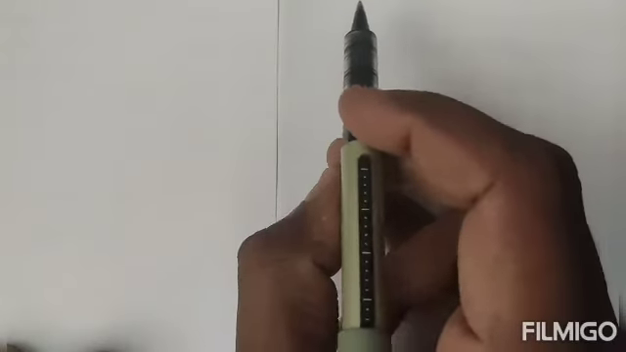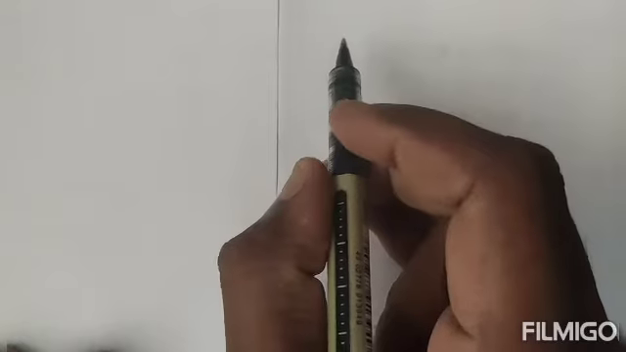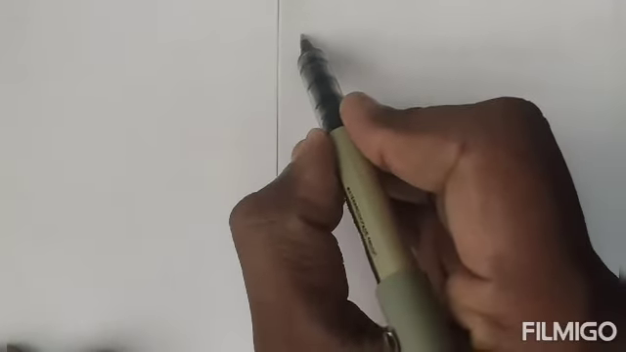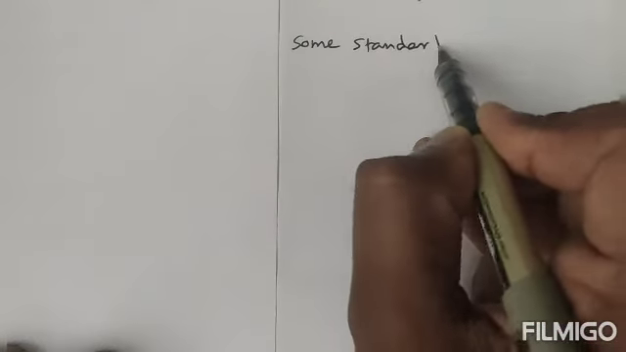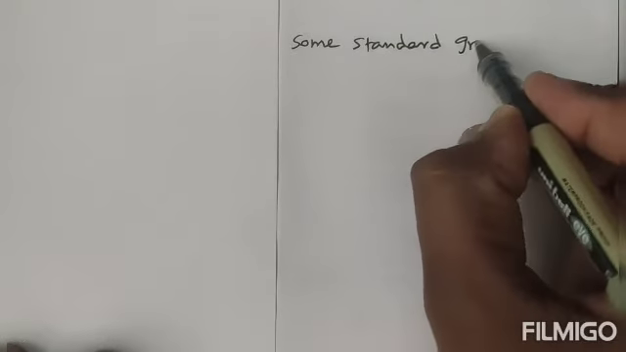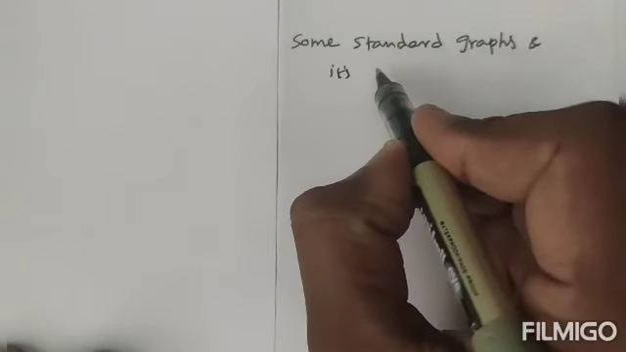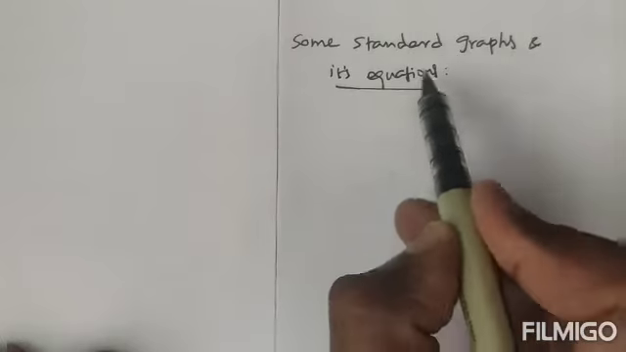Okay students, I'm going to discuss some graphical diagrams along with their equations. We'll see that. So maybe this discussion is used for question number 4. Some standard graphs and their equations. Let's see the different titles. The first title is based on straight line.